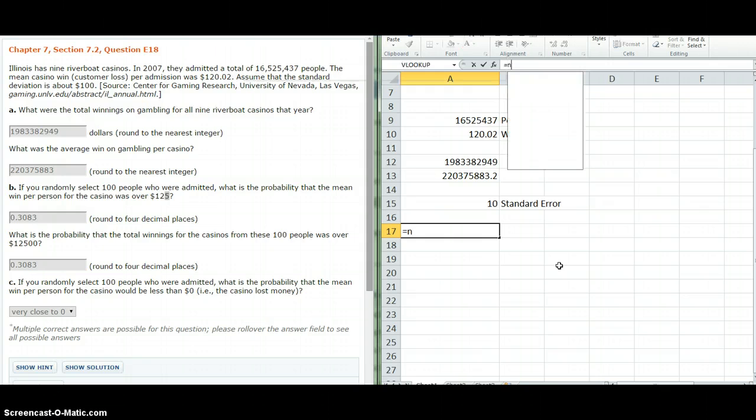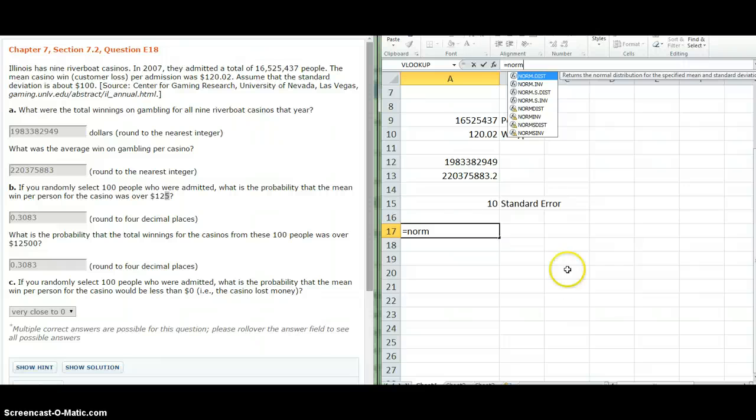So I'm using the normal distribution, and as soon as I type in NORM, I'm given a few different options. I just want the normal distribution, so I put .DIST, give myself a parenthesis, and then as always, Excel gives me prompts for what I'm supposed to input. First, I'm supposed to input my x. So this is the specific value that I'm interested in for this problem. In this case, it's this 125 cutoff.